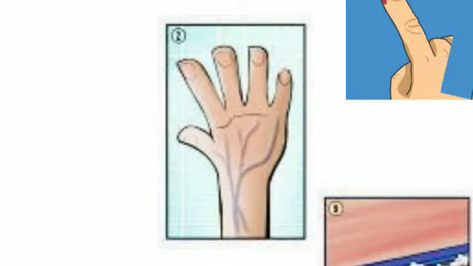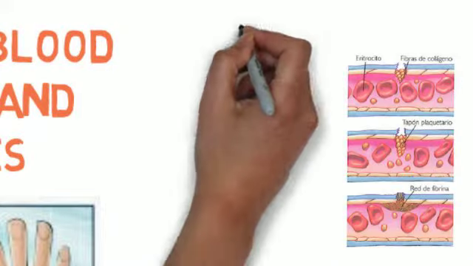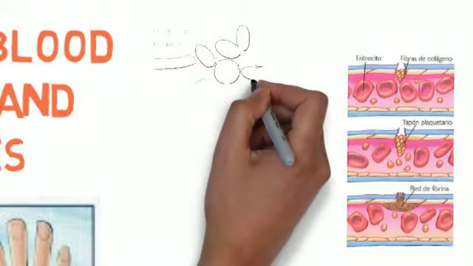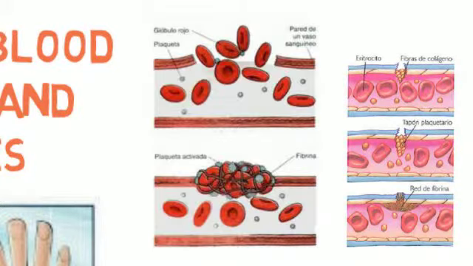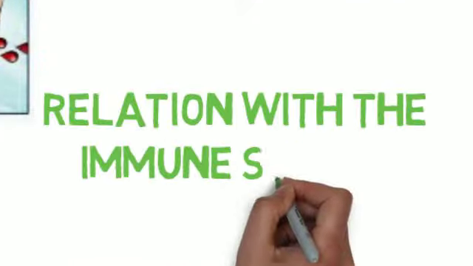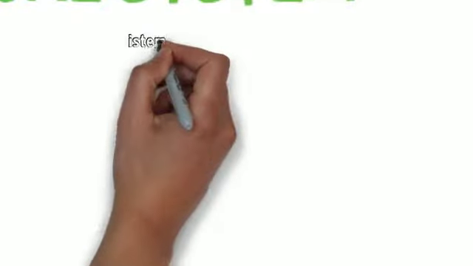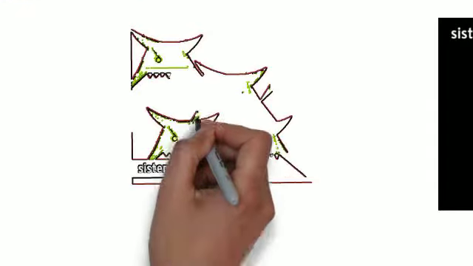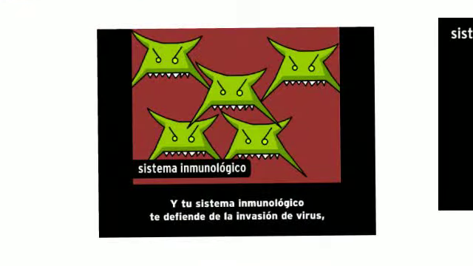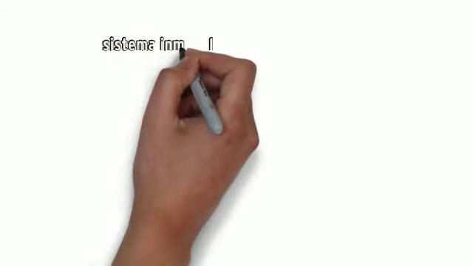Relationship with the immune system. White blood cells or leukocytes act as independent unicellular organisms, and form the second arm of the innate immune system. These cells identify and eliminate pathogens that attack us.